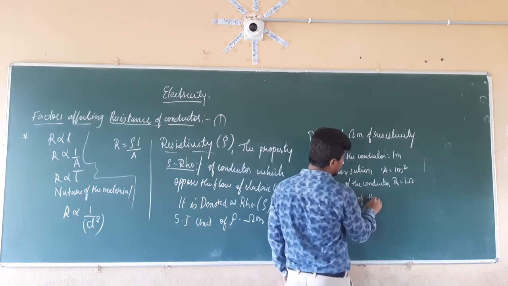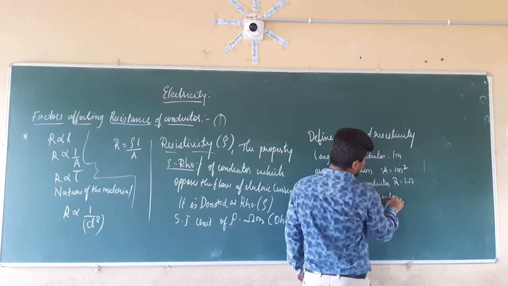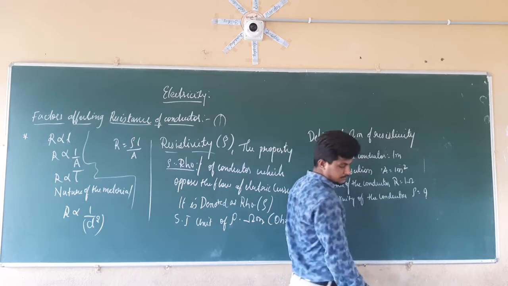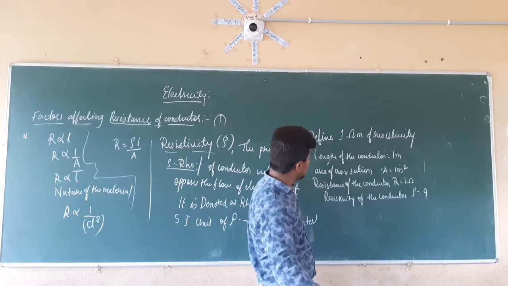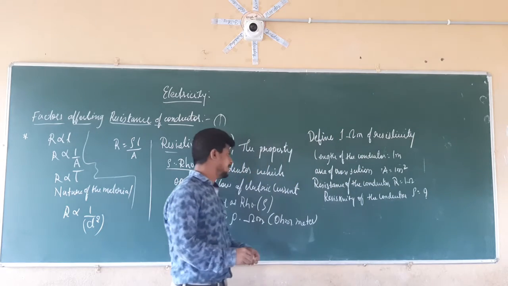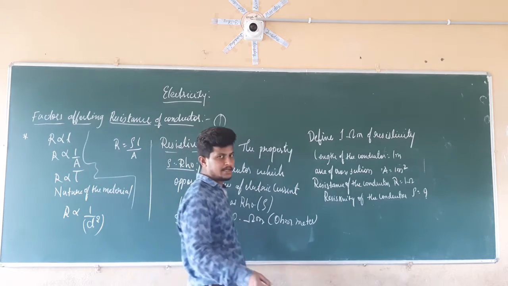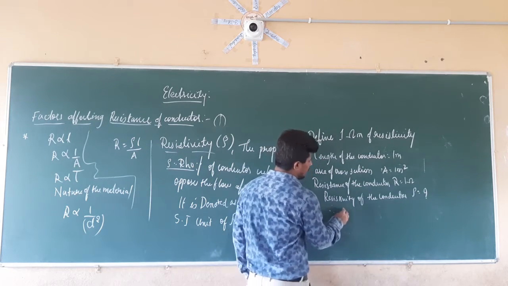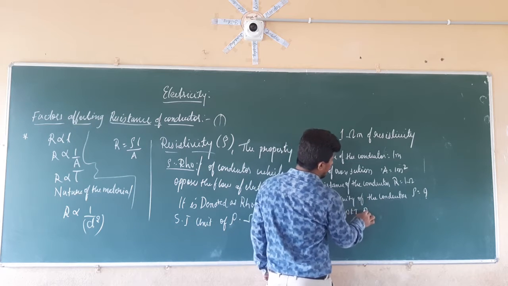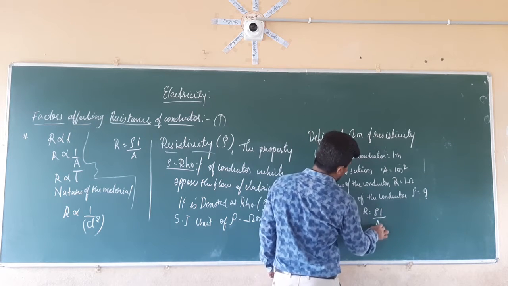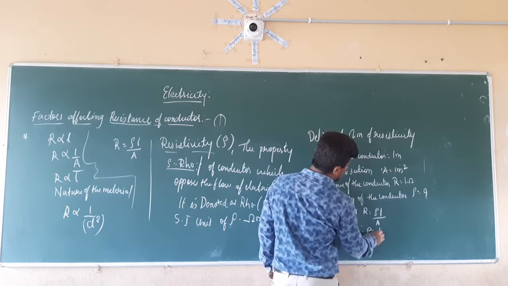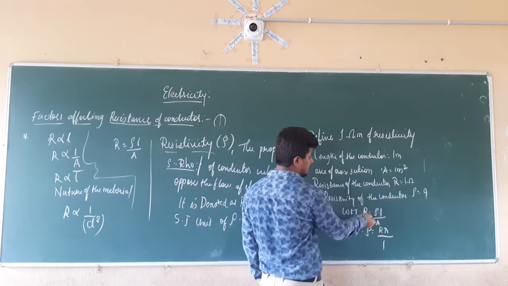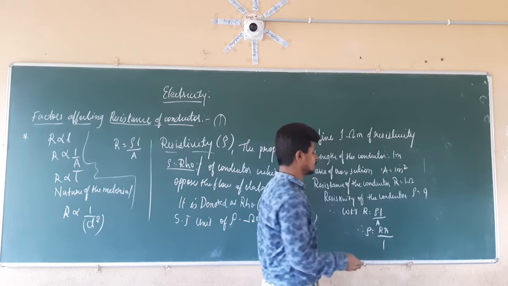Resistivity of the conductor. We don't know that value, so rho is equal to question mark. We already have the formula for resistivity: R equals rho L divided by A. Therefore, rho equals R A divided by L. It is multiplication, so this will become division.